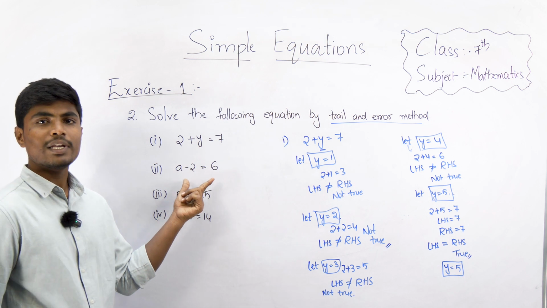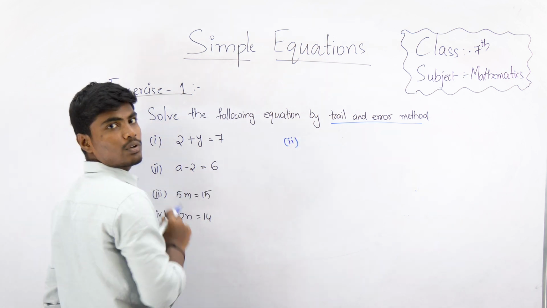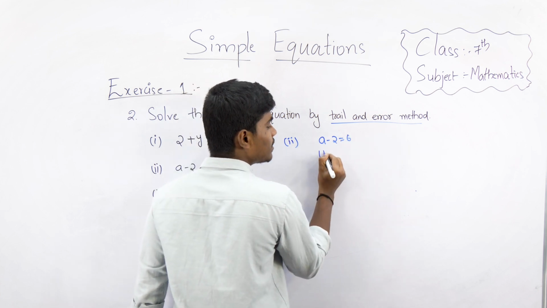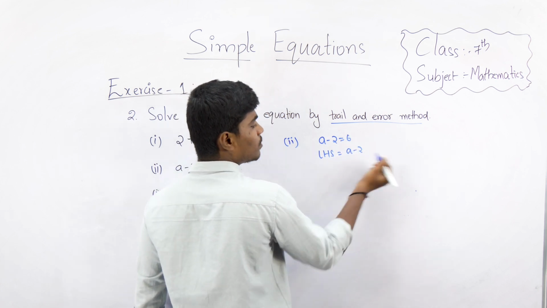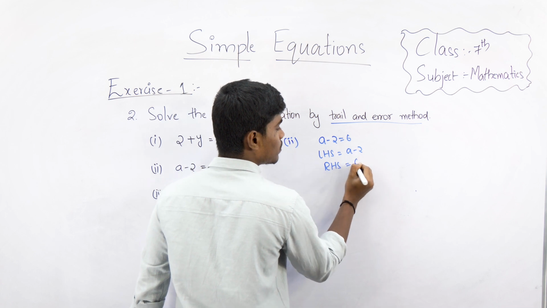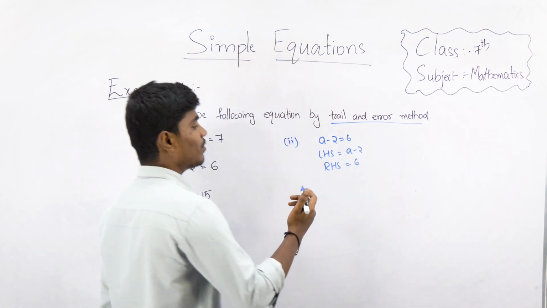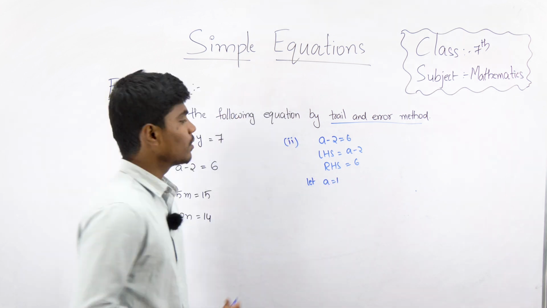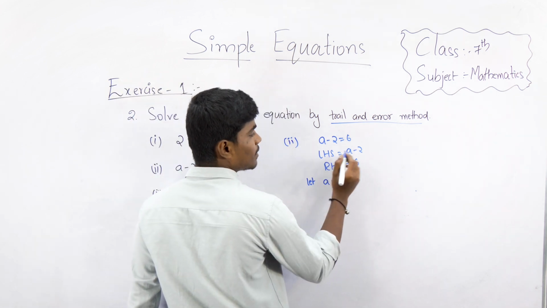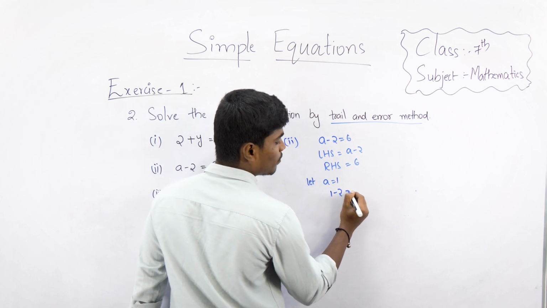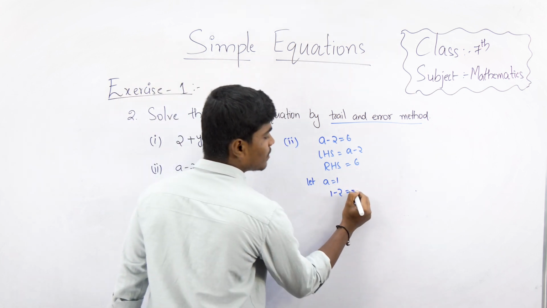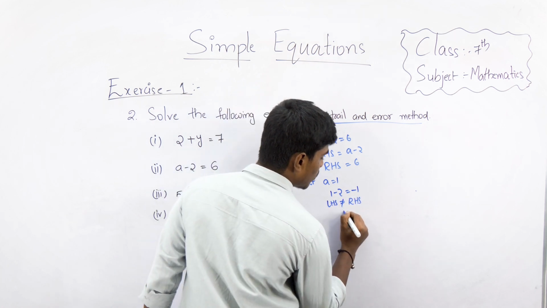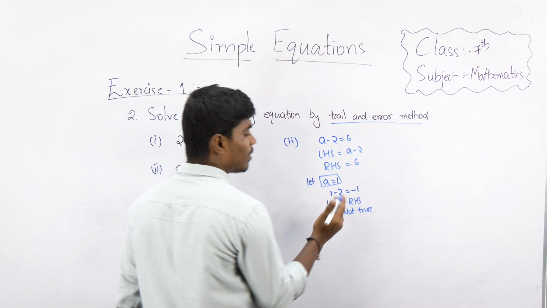Now let's move to the second one. A minus 2 is equal to 6. Here LHS is A minus 2 and RHS is 6. Okay, let's start from 1. So let A is equal to 1. Here LHS means 1 minus 2, which is equal to minus 1. So not true. LHS is not equal to RHS. So the value A equal to 1 is not true.